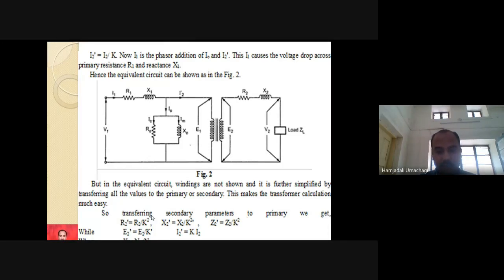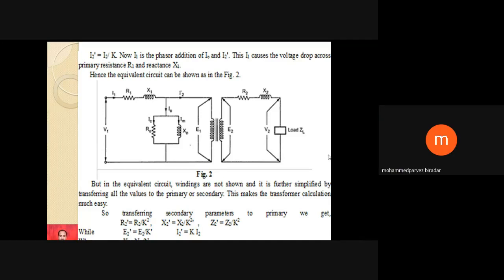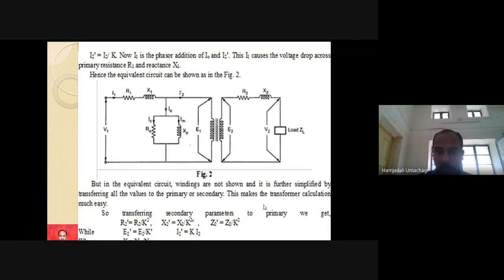So now, what are we doing? We are transferring secondary parameters to primary. From secondary to primary means which direction, whether it is forward or backward direction? Backward direction. From secondary to primary, from this to this, backward direction. So remember, whenever we are moving things from secondary to primary, it is the backward direction, and in that case, R2 will become R2 dash, X2 will become X2 dash, this will become E2 dash, V2 dash, ZL dash.